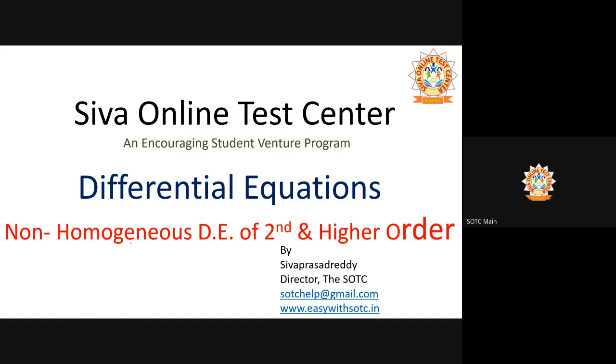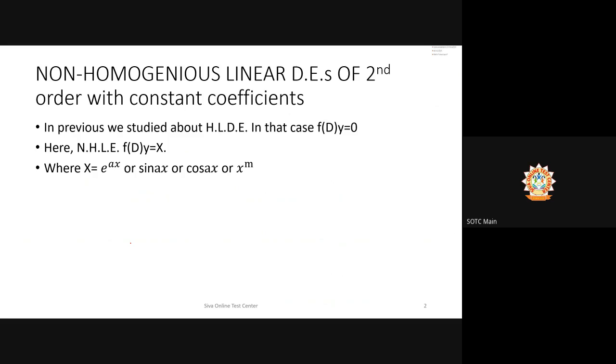Continuing with differential equations, the next topic is the non-homogeneous differential equation of second and higher order. Previously we saw the homogeneous linear differential equation of second and higher order. In the homogeneous case, it is in the form f of D of y is equal to 0, for example D squared plus 2D plus 1 into y is equal to 0. That is the symbolic form.